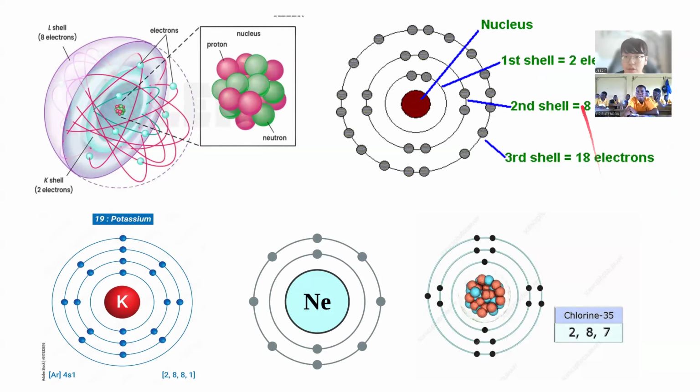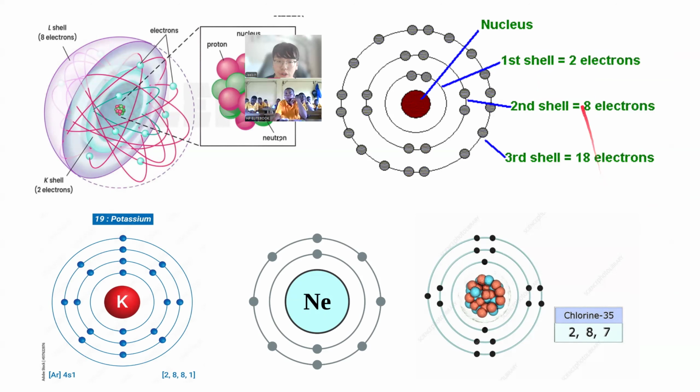This is just an example of how the shells might look like. We have this diagram that shows explicitly the shells. So we can see here's the nucleus, here's the first shell, here's the second shell, and the third shell.